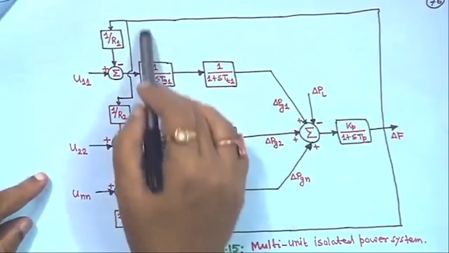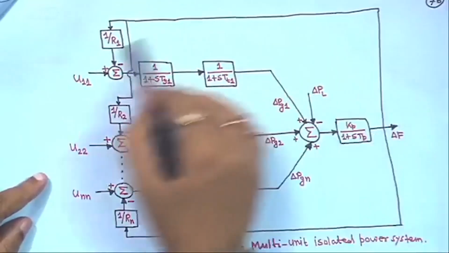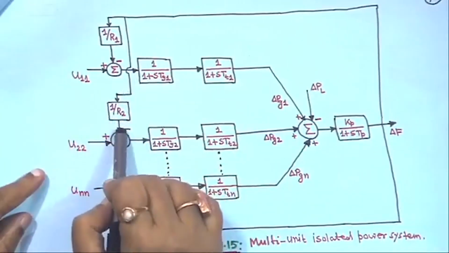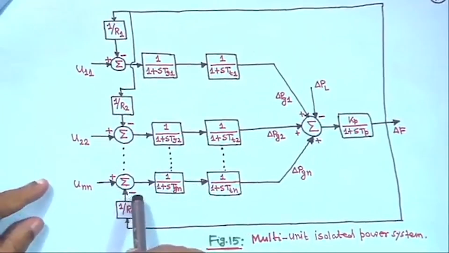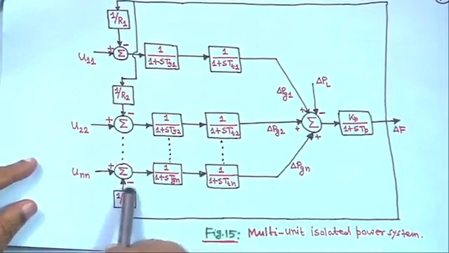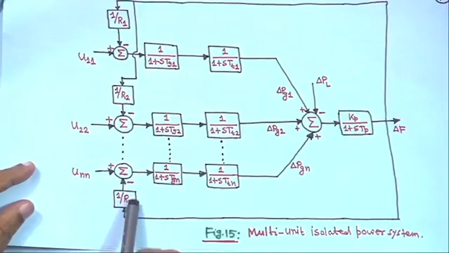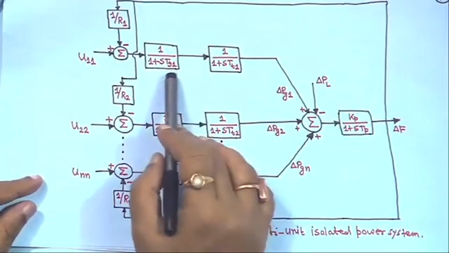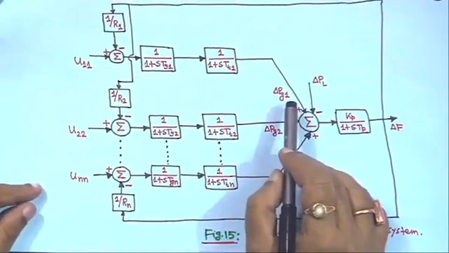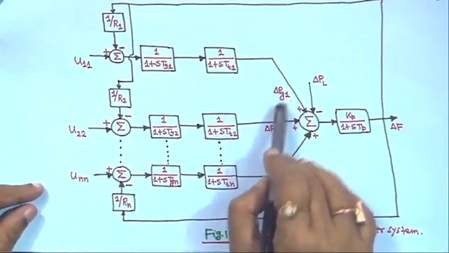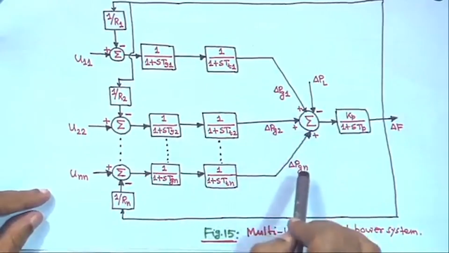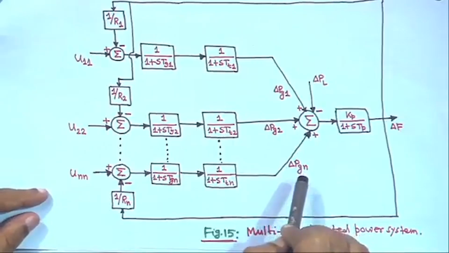this is for unit 1, it is 1 upon R1, this delta f is coming, 1 upon R1. Similarly, for unit 2, this delta f is coming here, 1 upon R2, and similarly for the nth unit, it is 1 upon Rn, that is the feedback for the nth unit, and here it is UNN. This is for the first unit, this is for the second unit, this is for the third unit, and this is the generation for unit 1, delta Pg1, generation for unit 2, delta Pg2, and generation for the nth unit, delta Pgn.